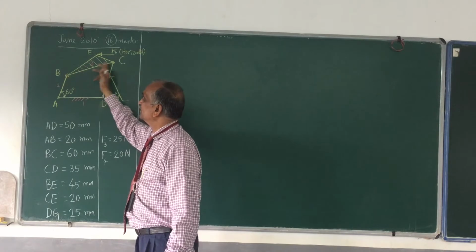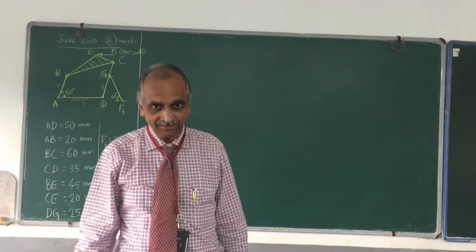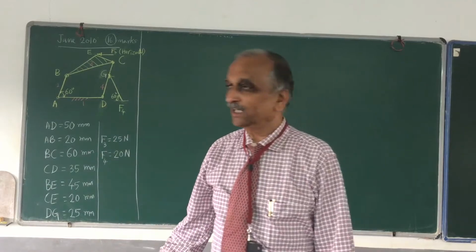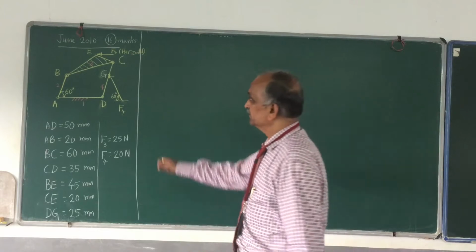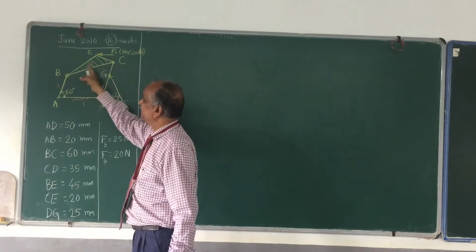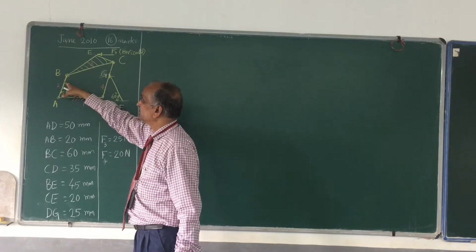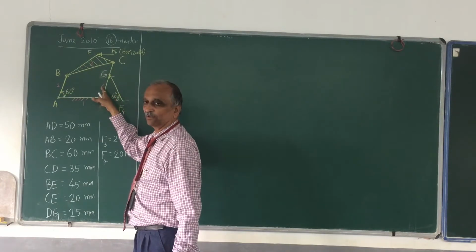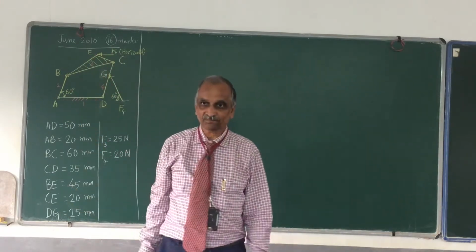Please see link number 3, BCE. It is in the shape of a triangle. Don't conclude that it is a ternary link. It is not. It is a binary link. Link 3, which is in the shape of a triangle, has adjacent links as link number 2 and link number 4. The whole thing BCE is a single link.